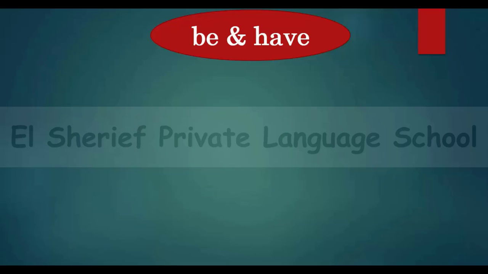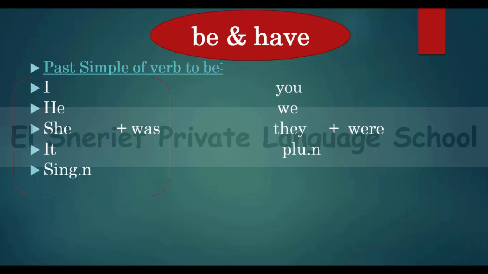And according to be and have, past simple of verb to be. How to make a sentence using verb to be in past simple. First, we have these subjects: I, he, she, it, and any singular noun, followed by was. So we say I was, he was, she was, it was, a boy was, a girl was.